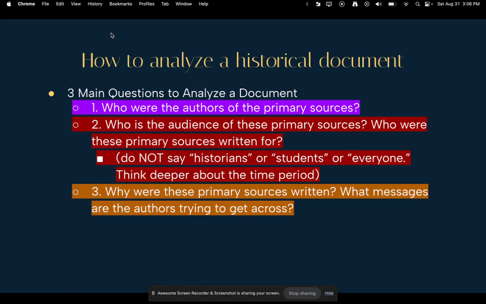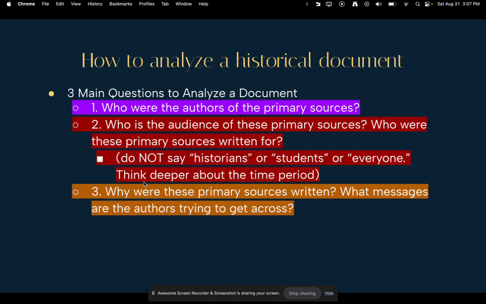First question, who were the authors of the primary sources? Second, who is the audience of these primary sources, and who were these primary sources written for? Now, this one's tricky because a lot of the times students say something like, oh, this primary source document was written for students or historians or someone who's interested in history. But no, that's not it. You have to be even more specific than that. You need to think deeper about the time period. I'll go through an example.